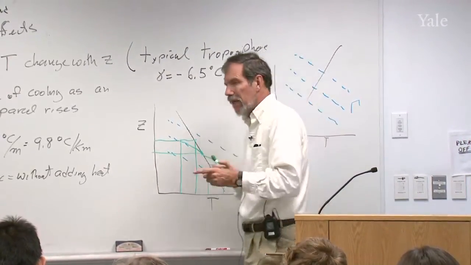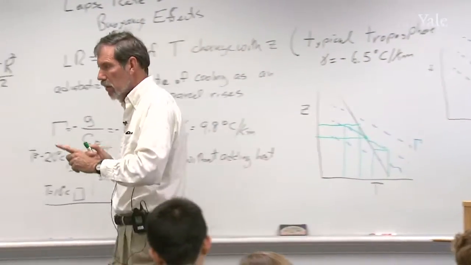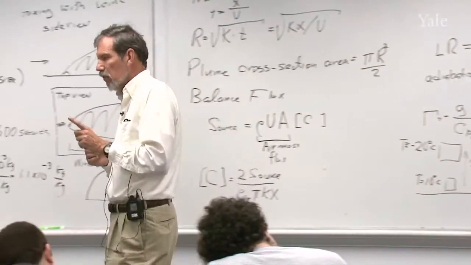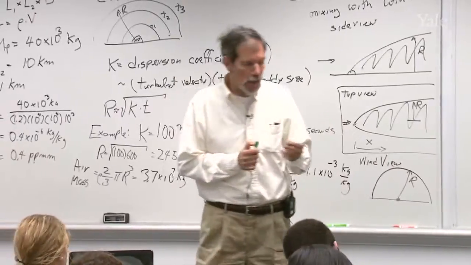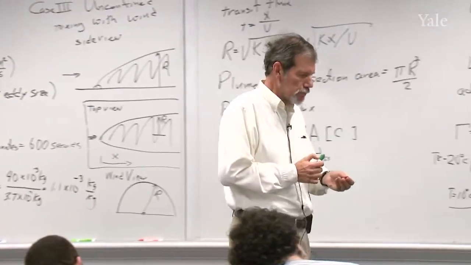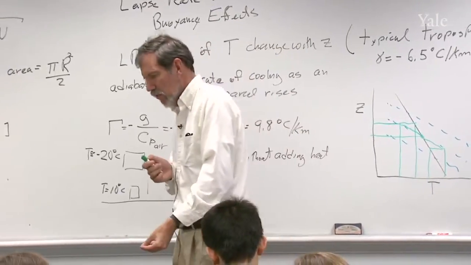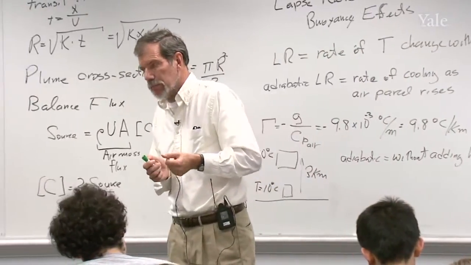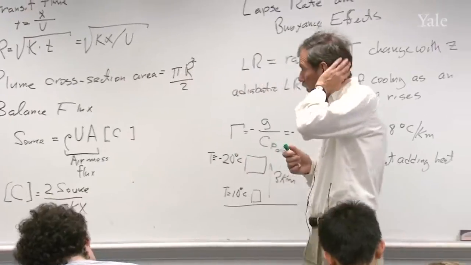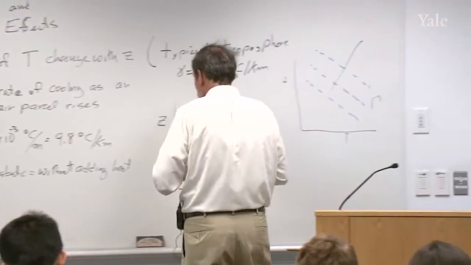This is called a stable atmosphere. This term is very important. This is called a stable atmosphere because a parcel that is lifted upwards wants to sink back down. A parcel that's pushed down wants to bob back up. And the atmosphere is usually in this state, but not always.